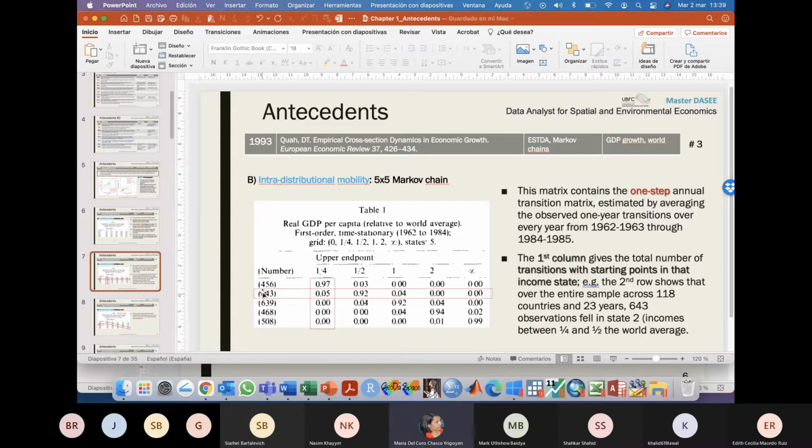Let's see, I don't know if it is... No, sorry. I think it is not correct. So in this case, these 643 are the number... Oh, yes, of regions that end up in this state 2.